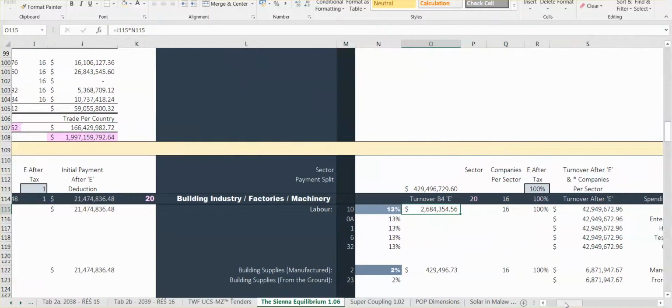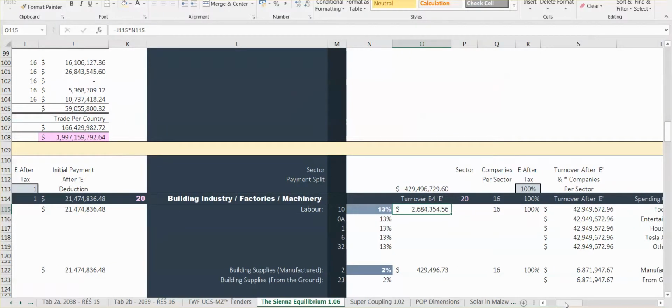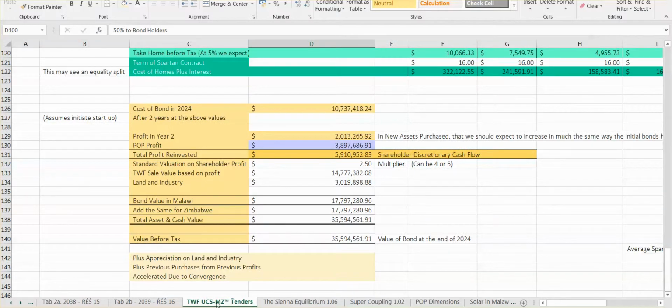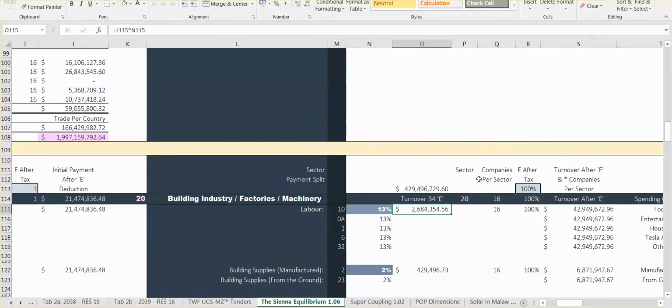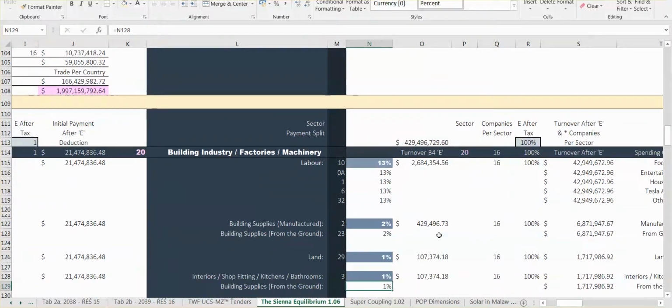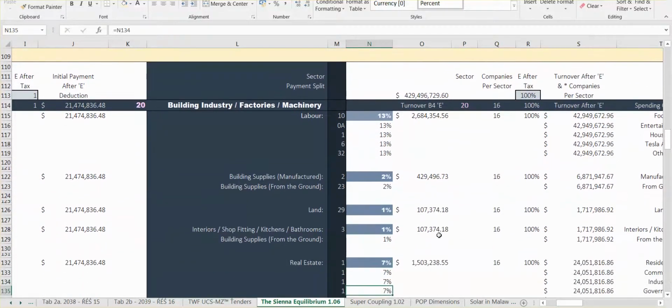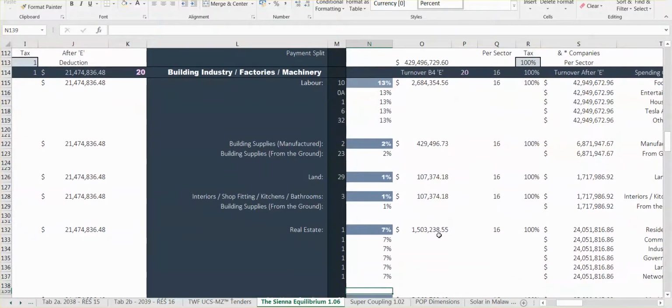Now that might sound low, but actually there's a profit share at the end where half of the profit goes to labor as well, and that makes up a lot more. Now we can find that in this here. TWF, UCS, MZ, Tensors. Right, so let's have a look. So we've divided, and let's just carry on down here. So labor is 13%. Building supplies manufactured is 2%. Land 1%. Interiors and bathrooms, shop fittings.